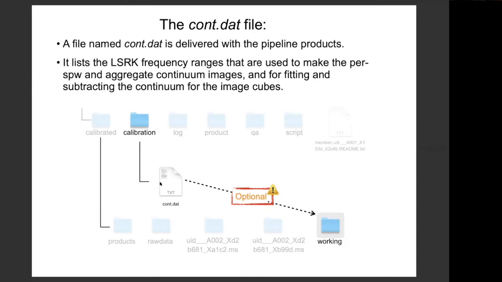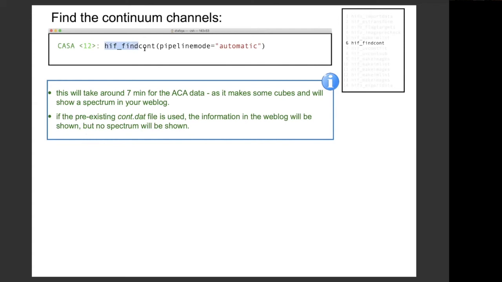So this is something that I say here: it's an optional step, but for this tutorial I think it would be best if you do this, to save some time. So if you go to your calibration folder, which is at the same level as the calibrated folder, inside calibration you will find the cont.dat, and then you copy that file into your working directory, and so when you run find cont, basically it will just read that file. So then if you copy that file into your working directory, you run the task find cont as it is shown here. So basically you say find cont and then pipeline mode automatic, and then you run it.